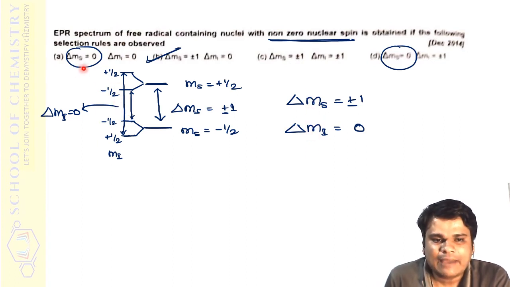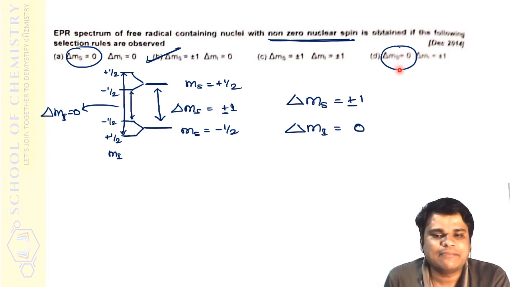In two places they have given delta ms is equal to 0. Delta ms is equal to 0 is not the selection rule. There should be a spin state change. Even if you know that basic aspect, you can discard these two options A and D. And between the remaining two, you should further know that delta mI should be 0. Then you can correctly answer that. Option B is the answer for this. It was a simple, straightforward question.